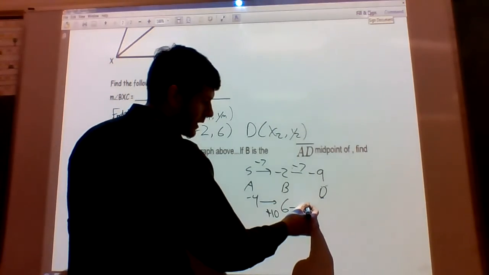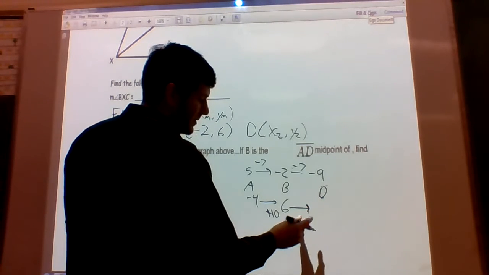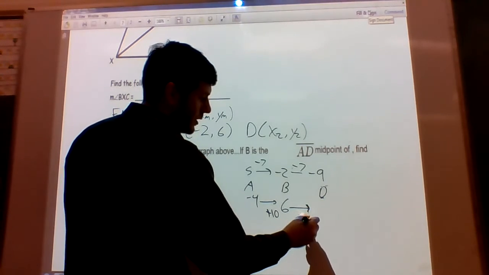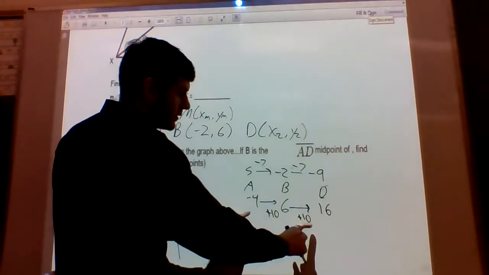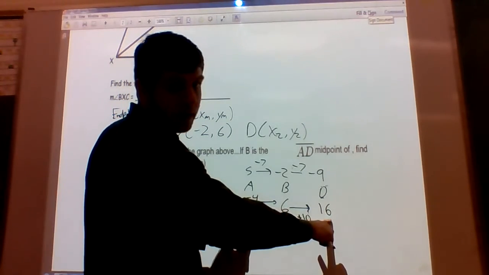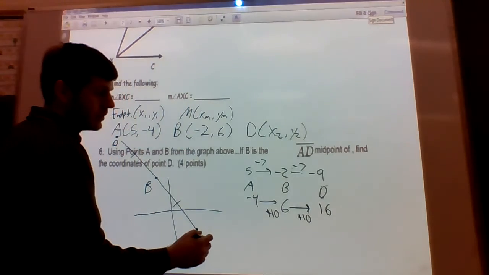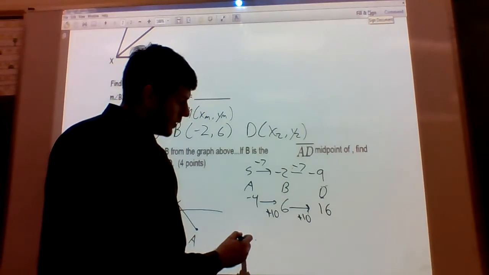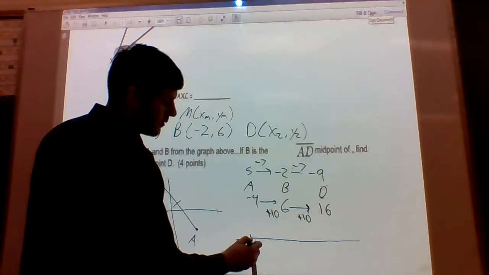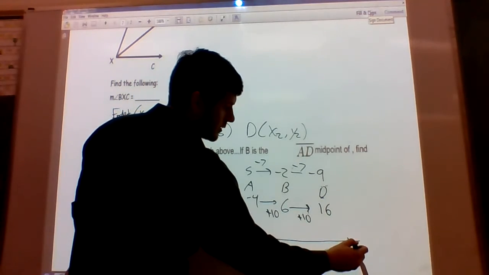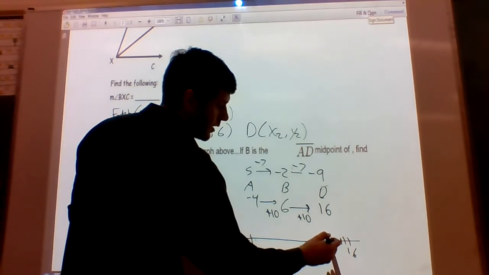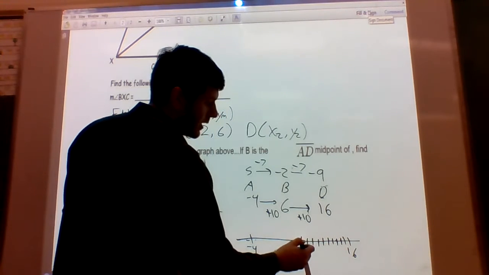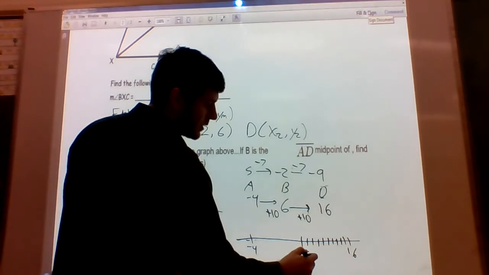I get a little confused with negatives too. But plus 10. So here we have to go plus 10. That gives us 16. So 6 is in the middle of -4 and 16. If you had a number line that went from -4 to 16, and you counted 10 places, 1, 2, 3, 4, 5, 6, 7, 8, 9, 10, this is where you would see 6.